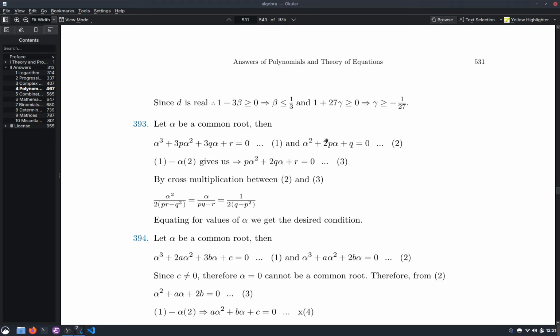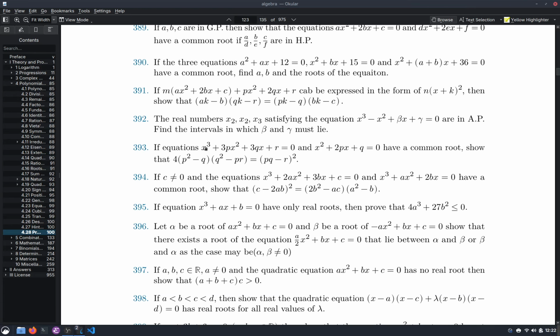Now from the second and third equations, we cross multiply. We get alpha square by 2 into pr minus q square is equal to alpha by pq minus r is equal to 1 by 2q minus p square. So from the first two, we get one value for alpha. From the last two, we get another value of alpha, and we equate them, we get the desired result.